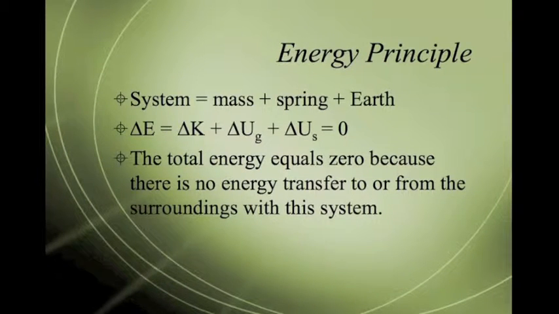For the next part of the code, we'll be implementing the energy principle, and our system is the mass and the spring and the earth. So that gives us delta E equals delta K, the kinetic energy, plus delta UG, the potential energy of the gravitational force, and delta US, which is the potential energy of the spring. All of this equals 0 because there's no energy transfer to or from the surroundings with this system.